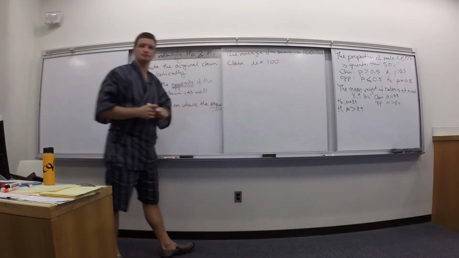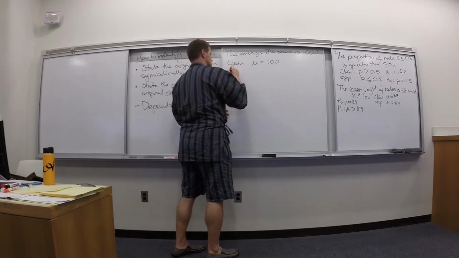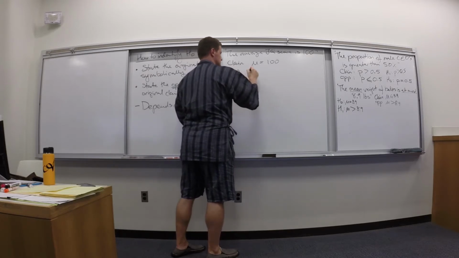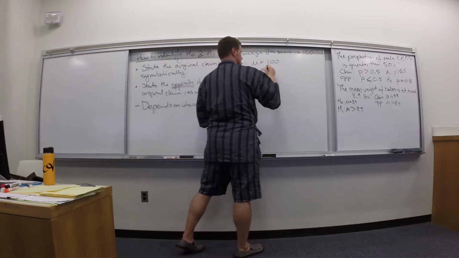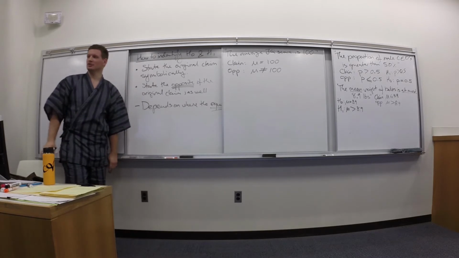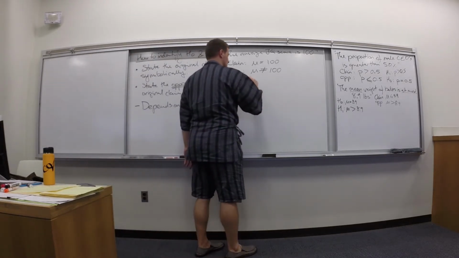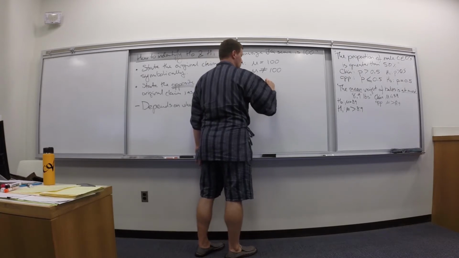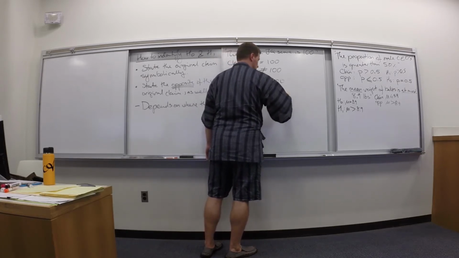So what's the opposite? It's less than 100. Can it be more than? Mu is what? It's more or less, but it's not equal. So again, H sub 0: mu equals 100, H sub 1: mu not equal to 100.